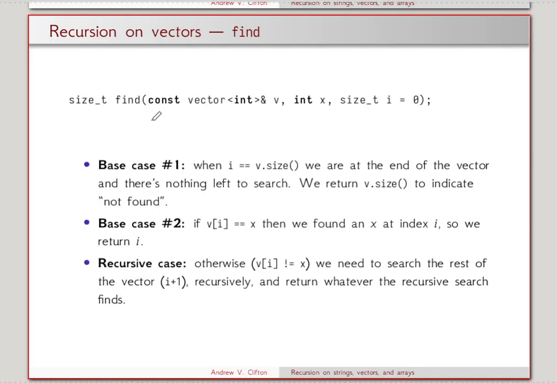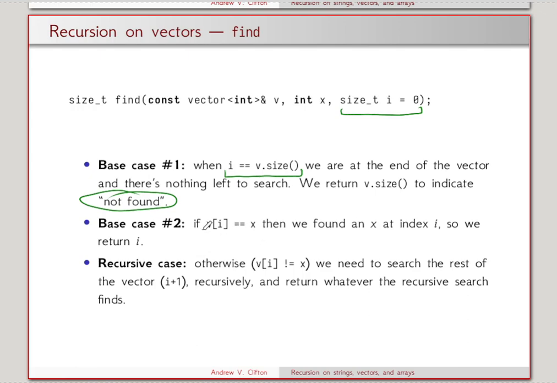Okay, so how do we break this down? Our base case, we've added the invisible i over here. So our base case is just when i equals v.size. We're saying, all right, search between the end of the vector and the end of the vector. Well, there's nothing there, so we're just going to return v.size to mean, okay, whatever you told me to look for, I can't find it because you didn't give me anything to search in.